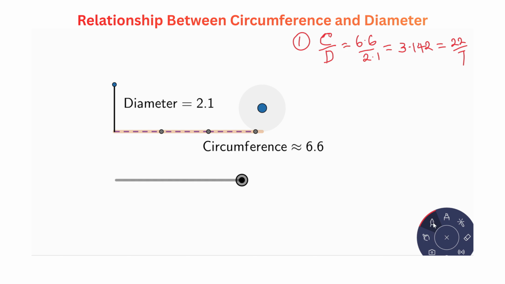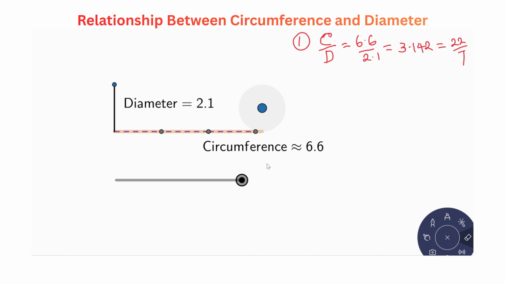Let me show it here. This small space here, I can show it in blue, is represented by the decimal part. So the diameter goes into the circumference 3 times, and it leaves a small space which is represented by 0.142. I hope you're getting that.